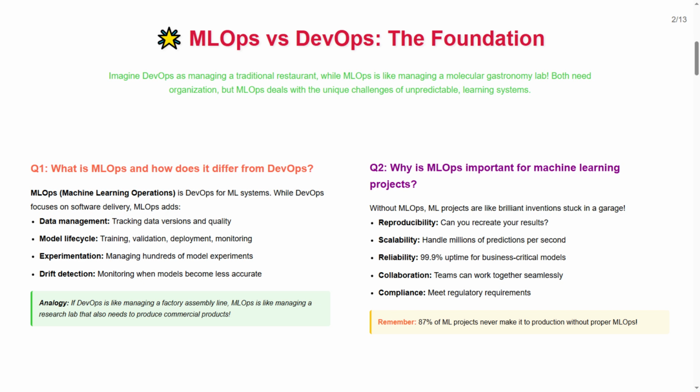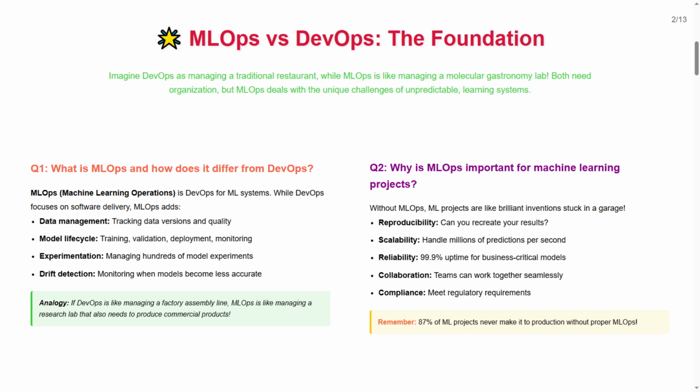First question, what is MLOps and how does it differ from DevOps? MLOps, which stands for Machine Learning Operations, is DevOps for ML systems. While DevOps focuses on software delivery, MLOps adds data management, tracking data versions and quality, model lifecycle, training, validation, deployment, monitoring, experimentation, managing hundreds of model experiments, drift detection, monitoring when models become less accurate.